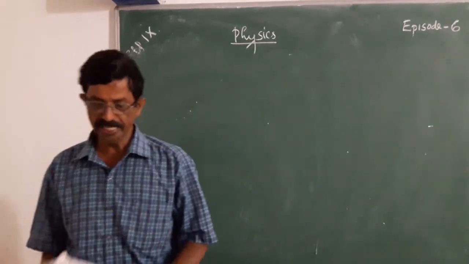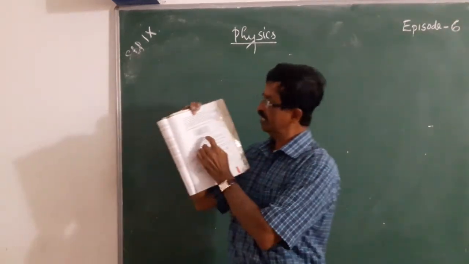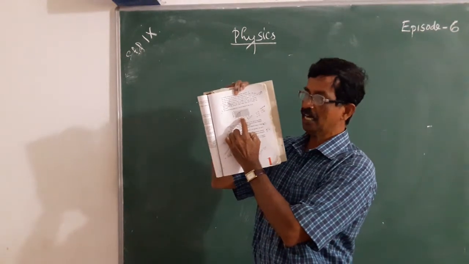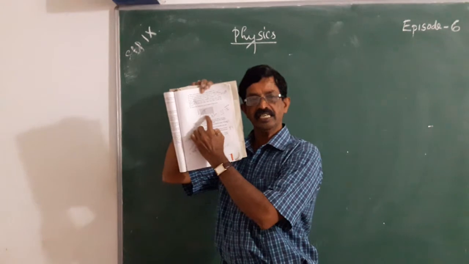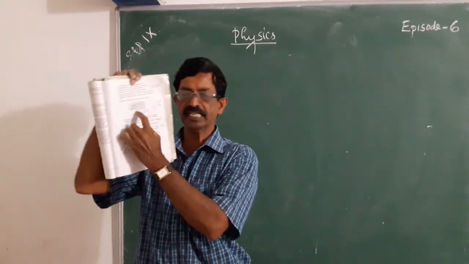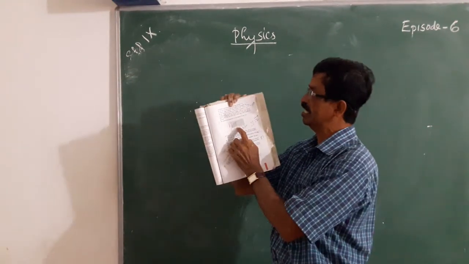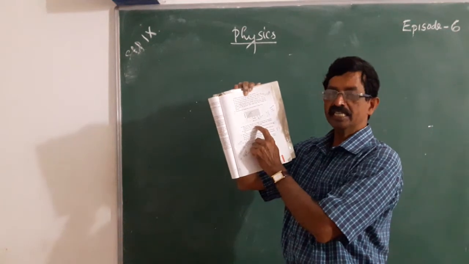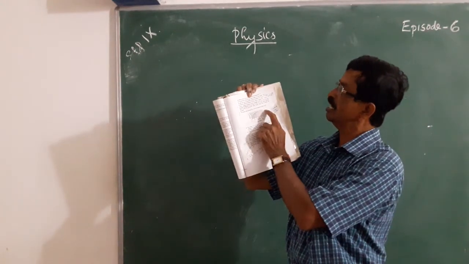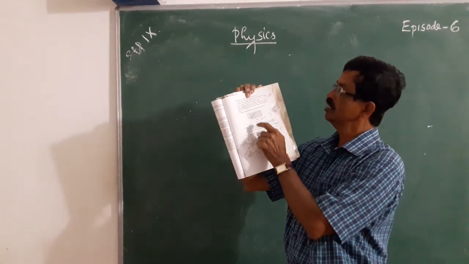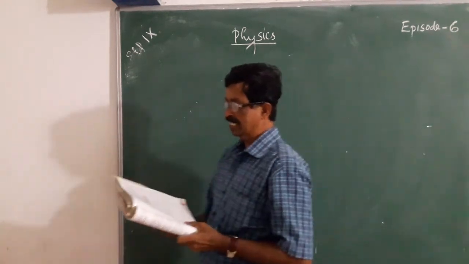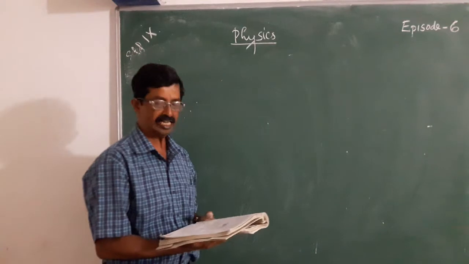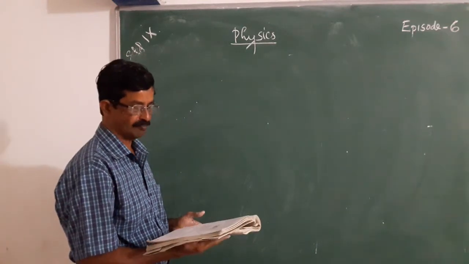Now, another graph is given. See the graph. Here the graph shown is not uniformly accelerating. If it is uniformly accelerated, then the graph is a straight line. Here the graph is not of a uniformly accelerated body. So, we cannot directly find the length and breadth to get the area.